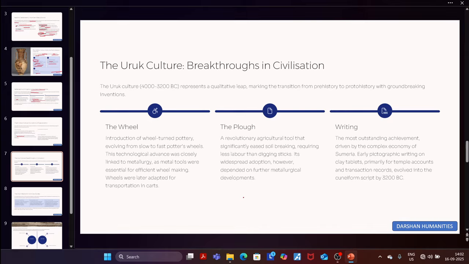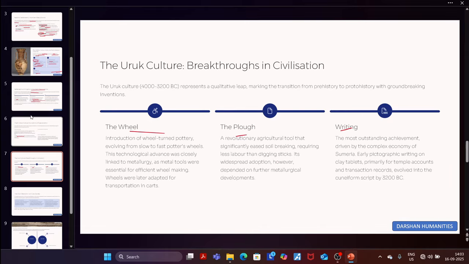We'll be discussing the wheel, the plow, and writing in the coming slides, so no need to worry about that. Jamdat Nasr culture, the timeline is from 3200 to 3000 BC. It culminated in the emergence of Sumerian civilization, characterized by further urban growth and technological refinement.